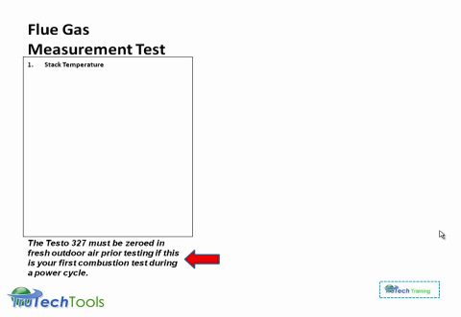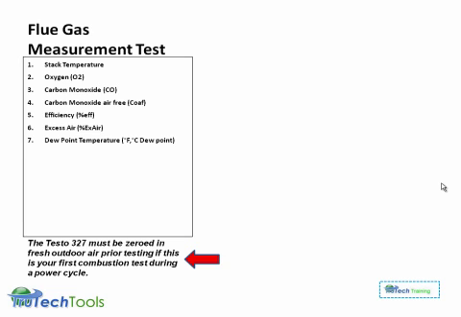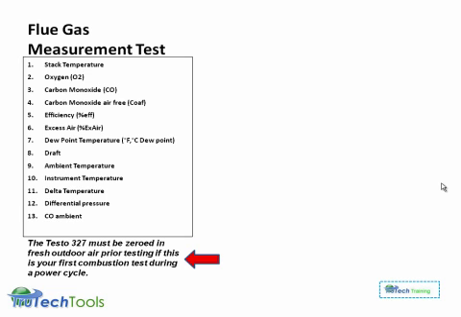Flue gas measurement test. Let's talk a little bit about that. The flue gas measurement test includes stack temperature, O2, carbon monoxide, CO air free, efficiency, excess air, dew point temperature, draft, ambient temperature, instrument temperature, delta temperature, differential pressure, and CO ambient. Again, you can't reinforce enough: you've got to re-zero for any of these tests in fresh air before you make a measurement.